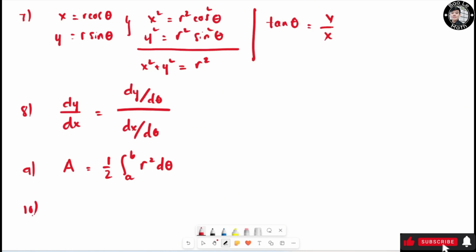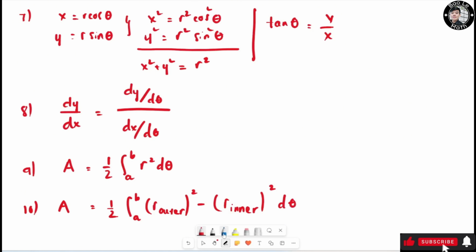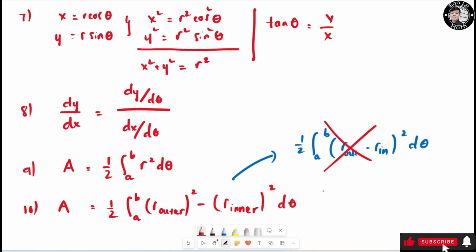Now number 10, the area between two polar curves is going to be A equals 1/2 the integral from a to b of the outer radius squared minus the inner radius squared d theta. Now be careful, you're not going to write it this way: 1/2 the integral from a to b of the outer radius minus the inner radius, all squared, d theta. This one is completely wrong.